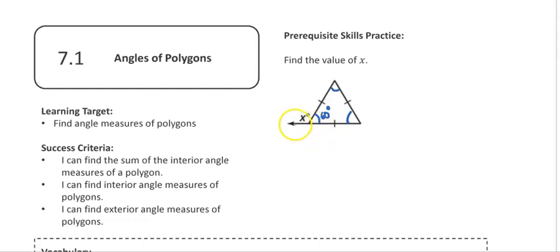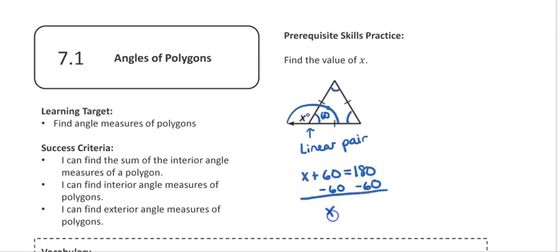Okay, so now knowing that, x degrees and 60 degrees together create a linear pair. They form a line together, meaning that they are supplementary. And supplementary means they add up and equal 180 degrees. So the angle that is x plus the 60-degree angle equals 180 degrees. So you can subtract 60 and you find out that x equals 120 degrees.